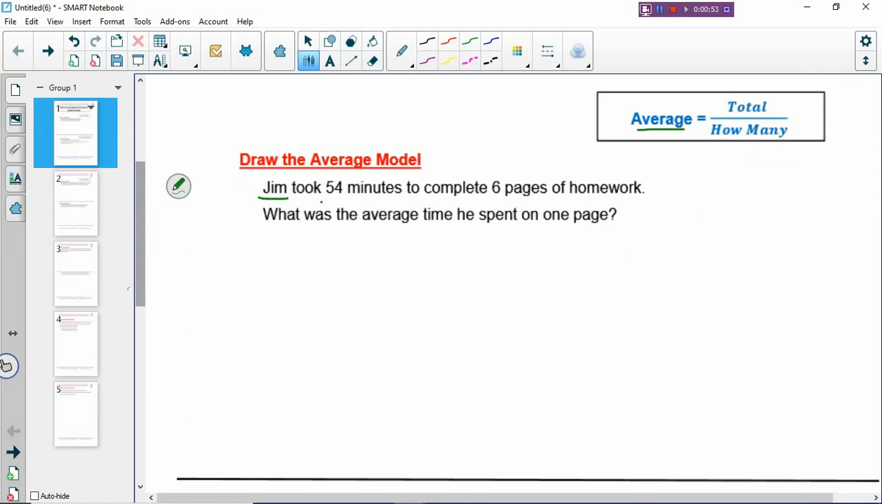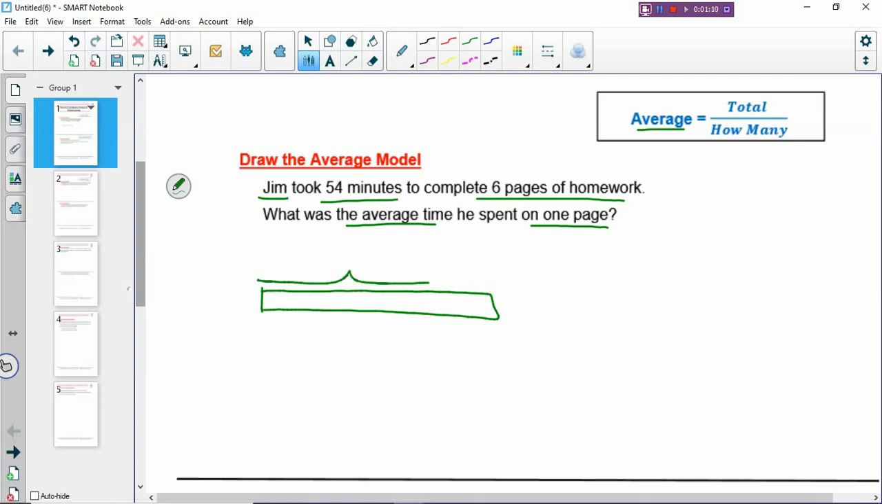Jim took 54 minutes to complete 6 pages of homework. What was the average time he spent on one page? If I were to draw the model, how do you draw? You have a rectangle which represents the total time taken. That is what I mean by total. So there's a total time taken to read all the pages. Total time taken.